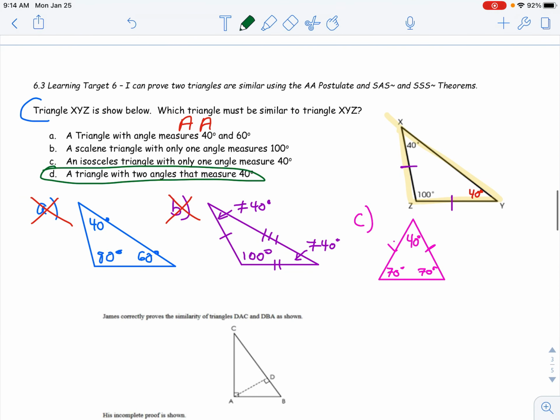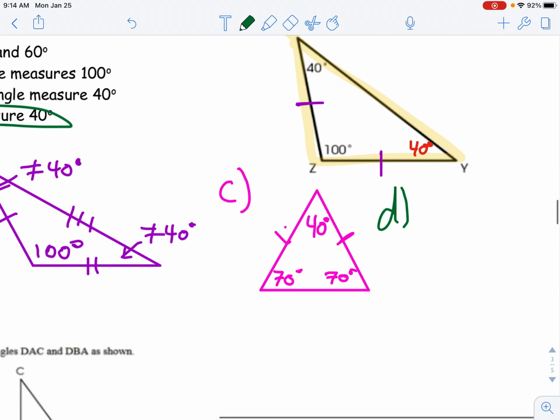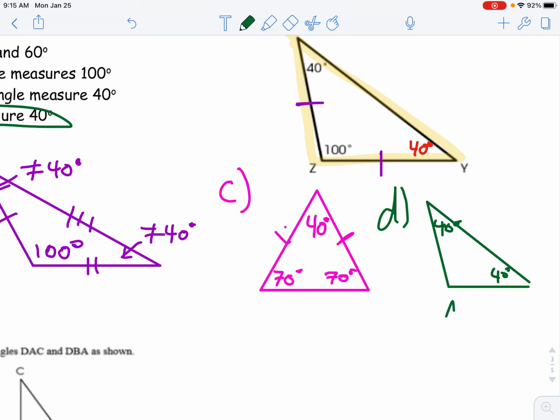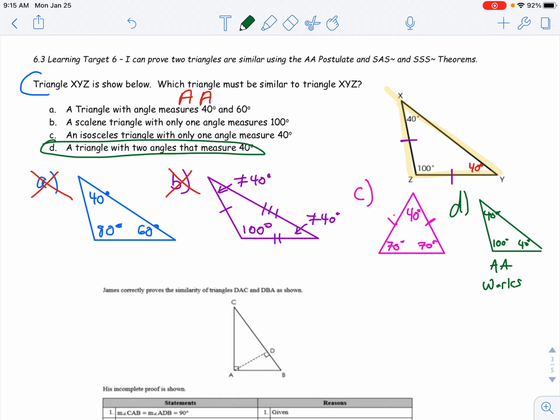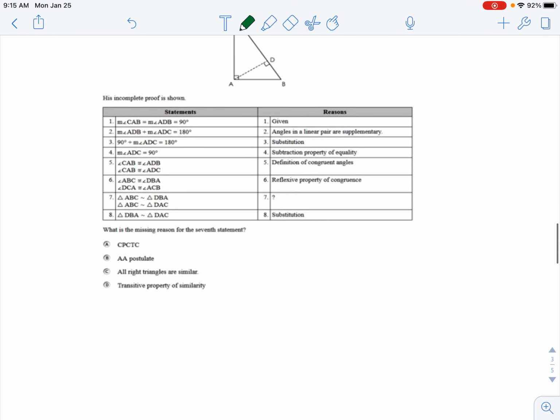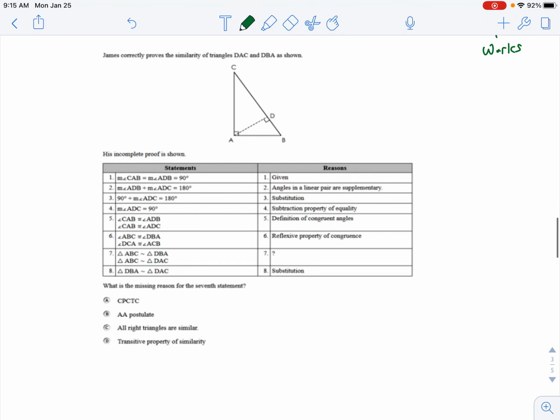Why? A triangle with two angle measures that are 40 degrees. I'm going to draw this over here, and it's really just going to force everything to be this. It gives us angle-angle immediately. I have 40 degrees, 40 degrees, so angle-angle works. In fact, this last one has to be 100 degrees, and then the sides are proportional, and so on. So yay. And this one right here: James correctly proves the similarity of triangles DAC and DBA as shown.